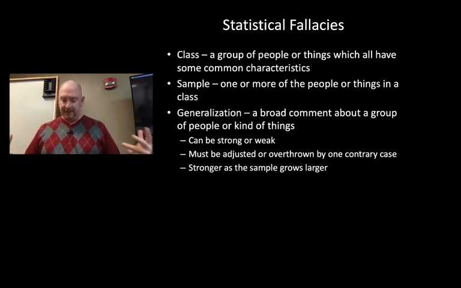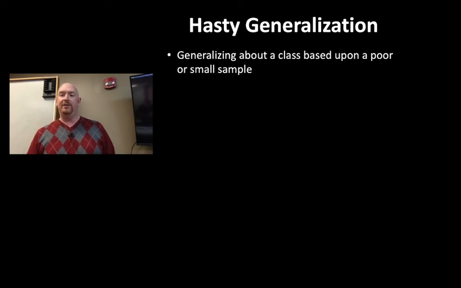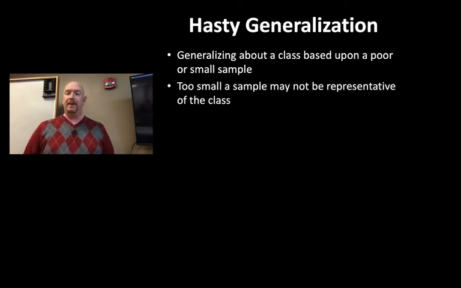So the statistical fallacies are going to be on the conclusions we make from bad data, or bad conclusions we make from good data. So a hasty generalization, 2 bullet points and we'll be done with this. A hasty generalization is generalizing about a class of people based upon a poor or a small sample, and too small of a sample may not be representative of the entire class. So I see that 3 members of this class have blonde hair. Therefore, I guarantee that everyone in TAG Apologetics is going to have blonde hair. Is that a good generalization or a bad generalization?